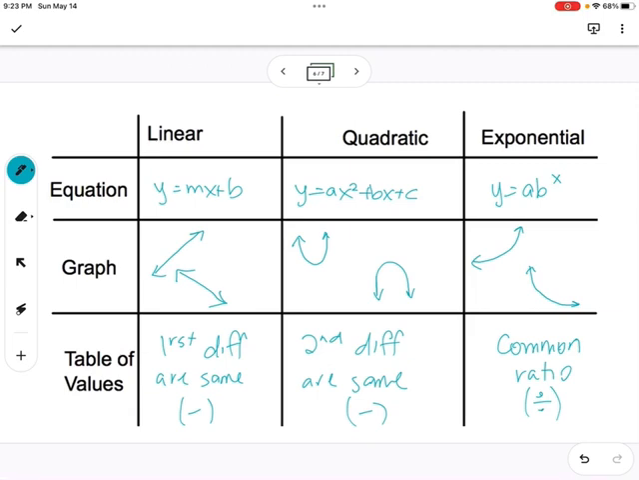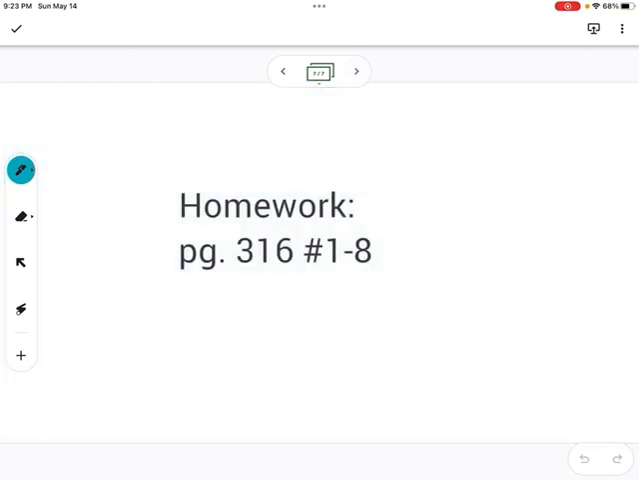So comparing all of those different models in the questions from your textbook. If you have any questions, please let me know.